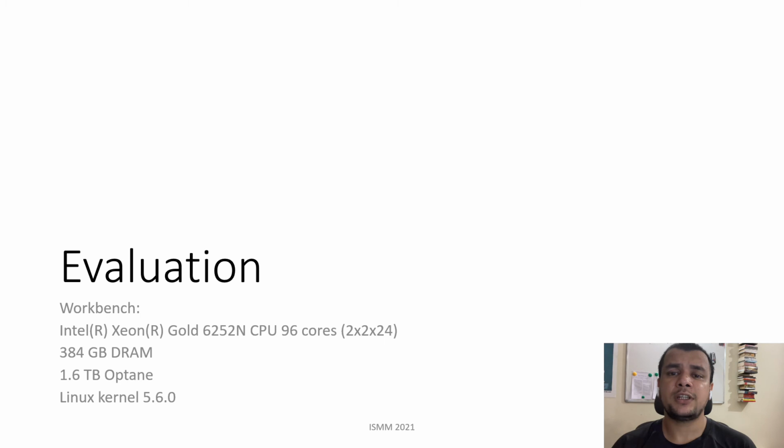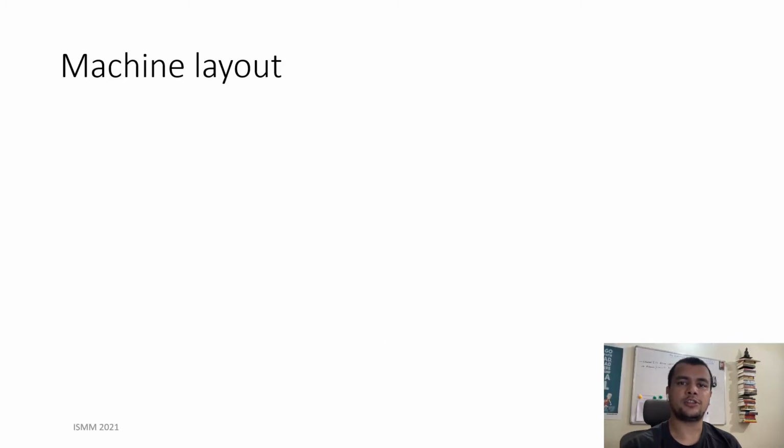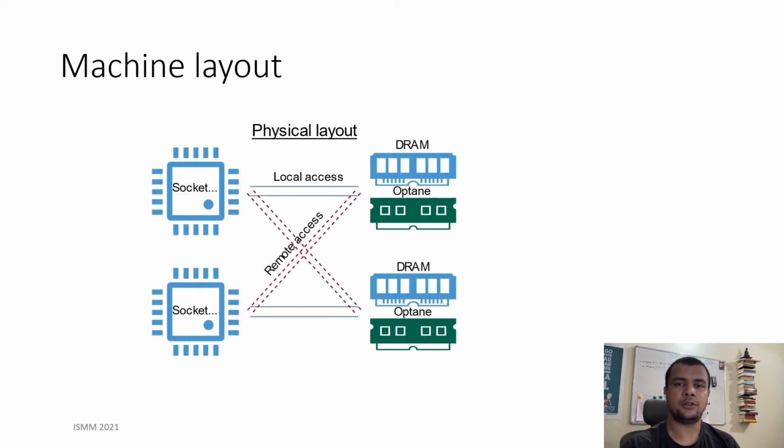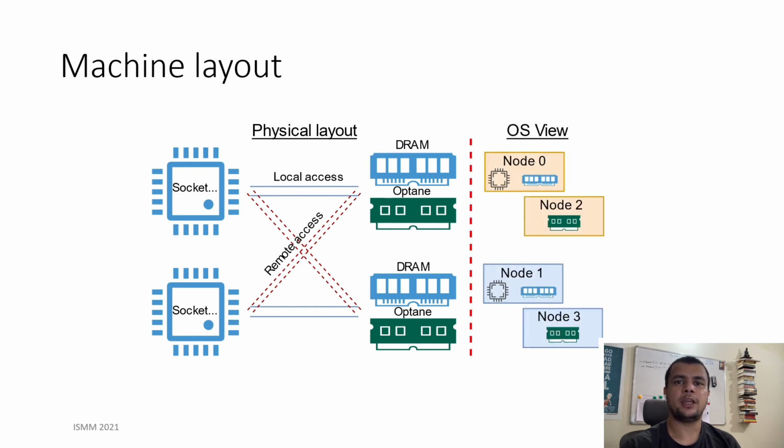Now, we will discuss some of the evaluation results. This is how our evaluation system is configured. We have a two-socket machine where each socket has one DRAM module and one Optane module. In the operating system, this shows up as four NUMA nodes, with node 0 and node 1 as CPU and DRAM nodes, while node 2 and node 3 are CPU-less Optane nodes.